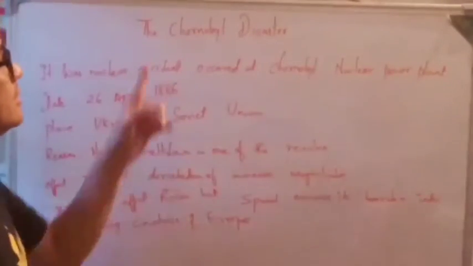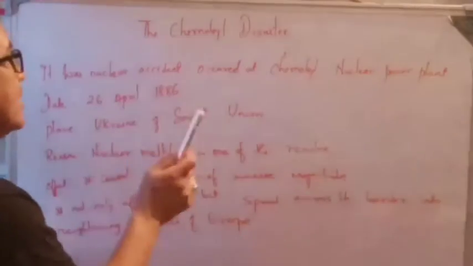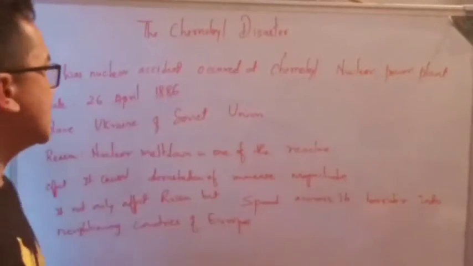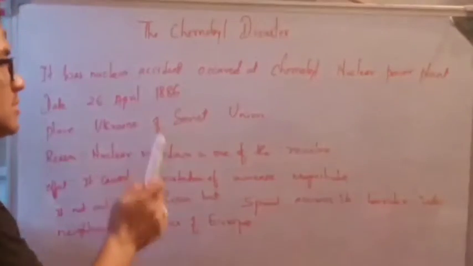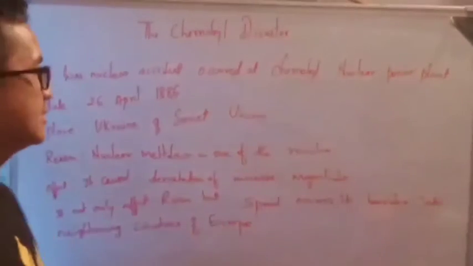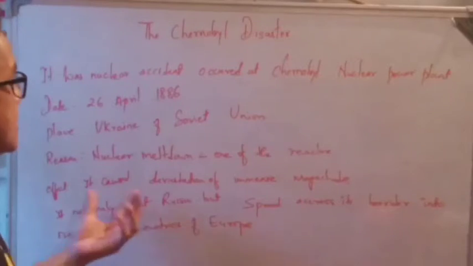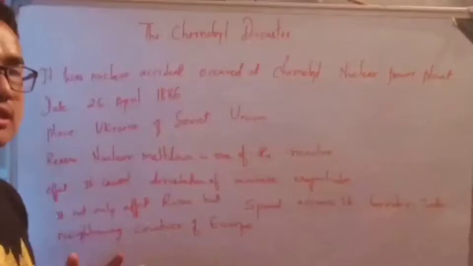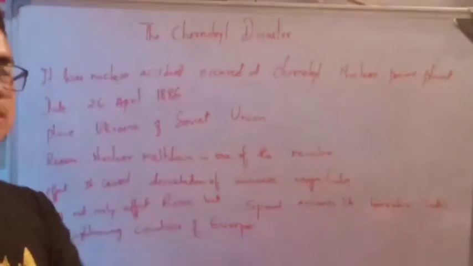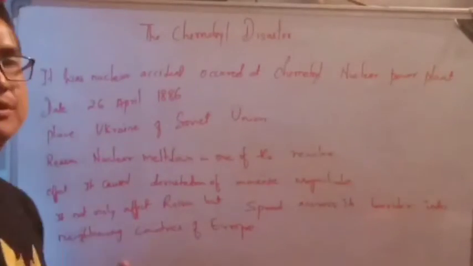In the place of Chernobyl nuclear power plant, which is in Ukraine of the Soviet Union, on 26 April 1886. The reason for the disaster is a nuclear meltdown in one of the reactors, and its effect is that it caused devastation of immense magnitude and great destruction. It not only affected Russia at that time, but spread across the border of Russia into the neighboring countries of Europe. So these are the facts of the Chernobyl disaster.